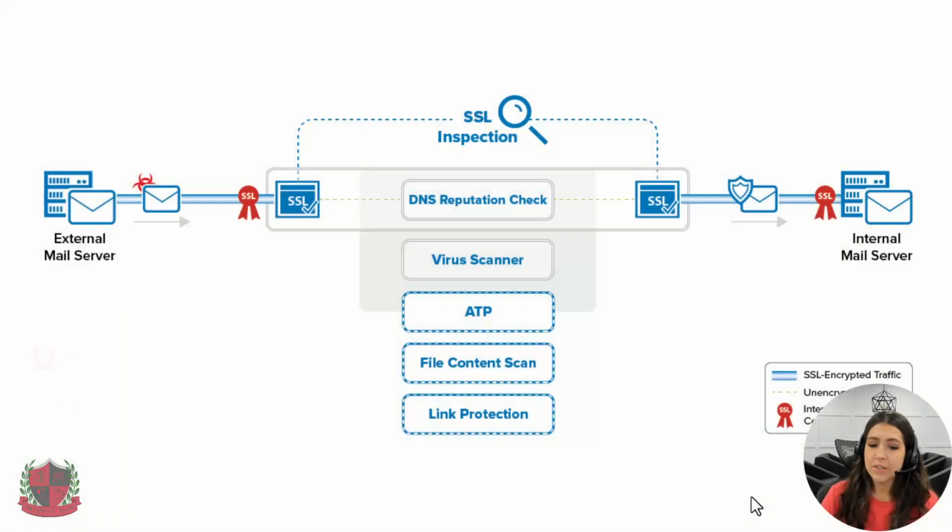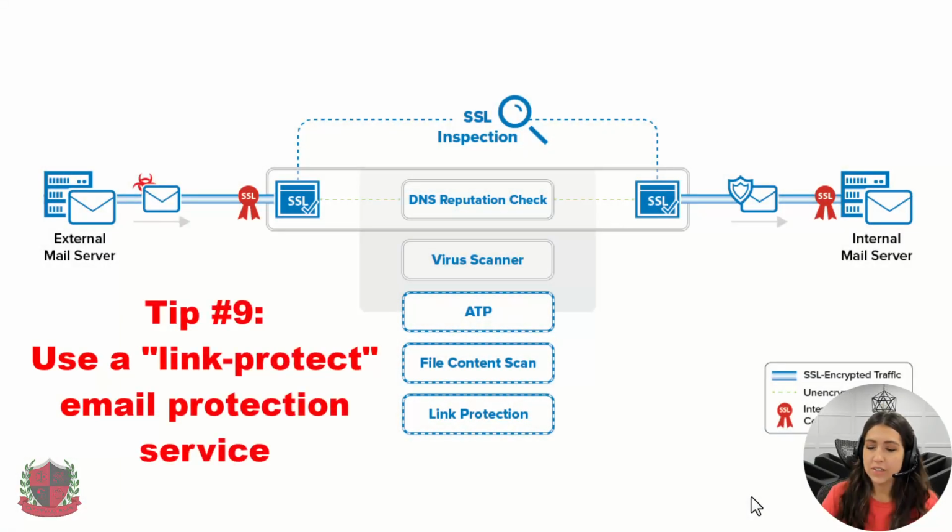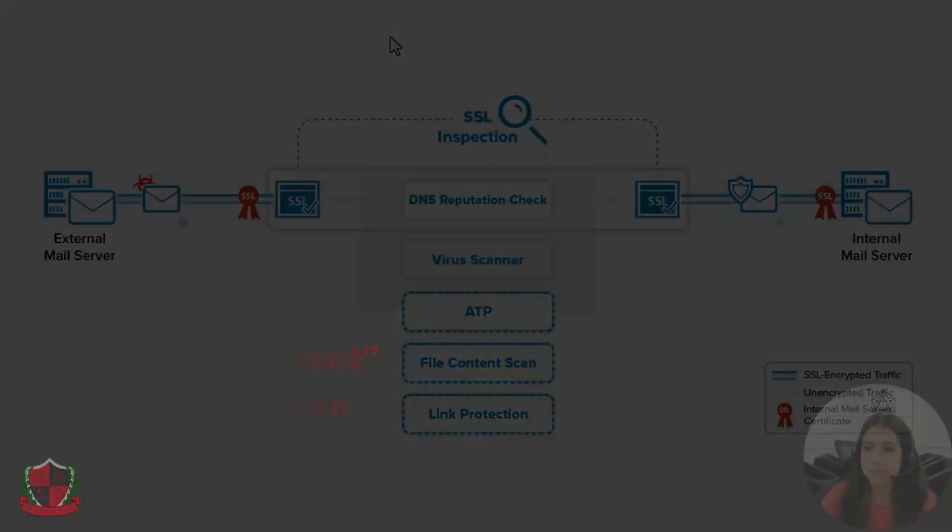Our ninth tip is to use a link protect email protection service. A good email protection service will intercept links in your incoming email and replace it with their link. Then they'll run your link through a third-party system and basically go through a link filter to make sure that it's safe to open. We use Barracuda ATP, and if you have any questions, you can contact Max Tech about getting that set up for your email.